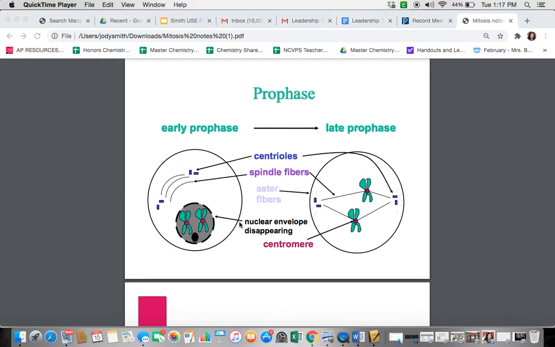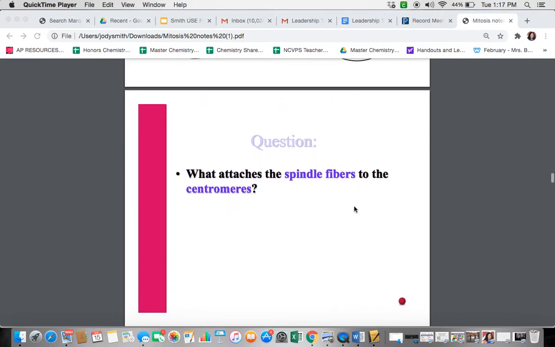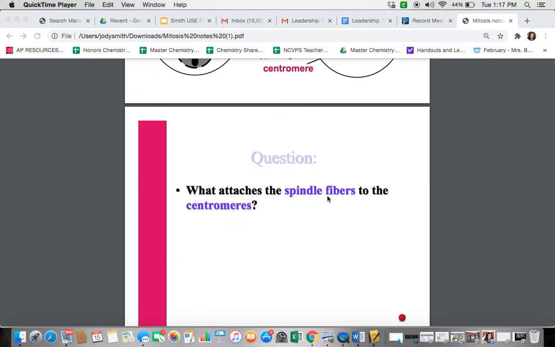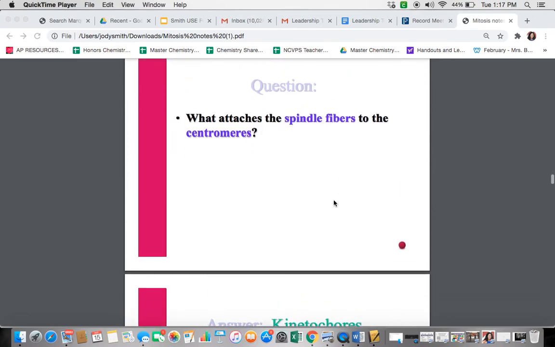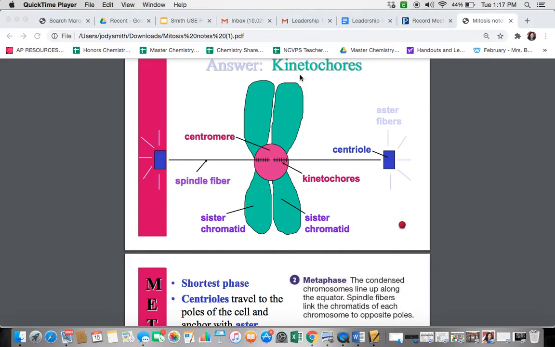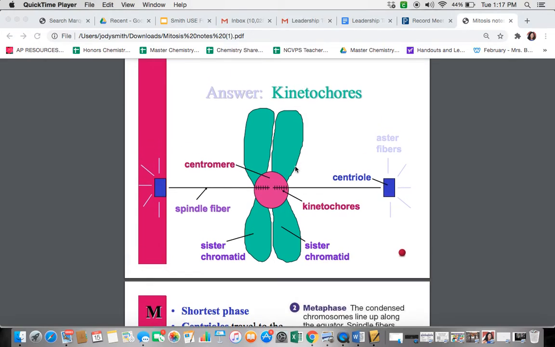So in early prophase, you start seeing the nucleus disappearing. These are centrioles. These are spindle fibers. In late prophase, you actually start seeing your chromosomes become visible. The spindle fibers attach to the centromeres. That's going to be kinetochores. I call them lassos, but they basically are the part of the lasso that a cowboy will throw that connects to the centromere and pulls the chromosome apart.